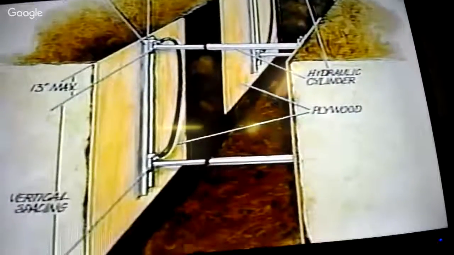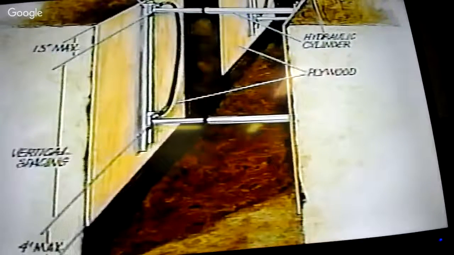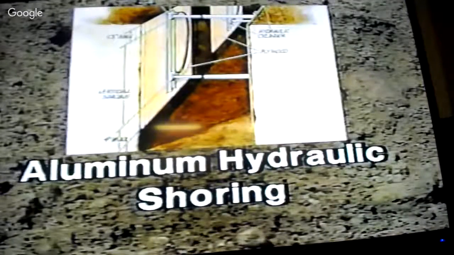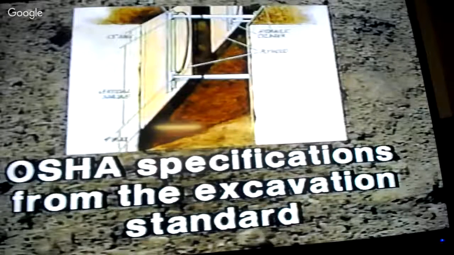Aluminum hydraulic shoring is a pre-engineered shoring system consisting of aluminum hydraulic cylinders used in conjunction with vertical and horizontal rails. As with timber shoring, there are four methods that can be used to design an aluminum hydraulic shoring system. The first utilizes data from the manufacturer. The second uses OSHA specifications found in the excavation standard.